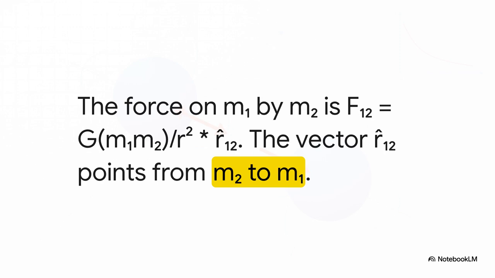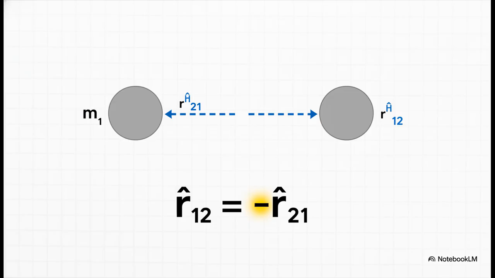towards the second. Now, let's do the exact same thing for the other force, the one mass 2 exerts on mass 1, or F12. The structure of the equation is identical, right? But notice the direction vector is different. This one, r hat 12, points from the second mass back towards the first one. And here's the simple, elegant connection. It's just geometry. These two direction vectors point along the very same line, but in perfectly opposite directions.